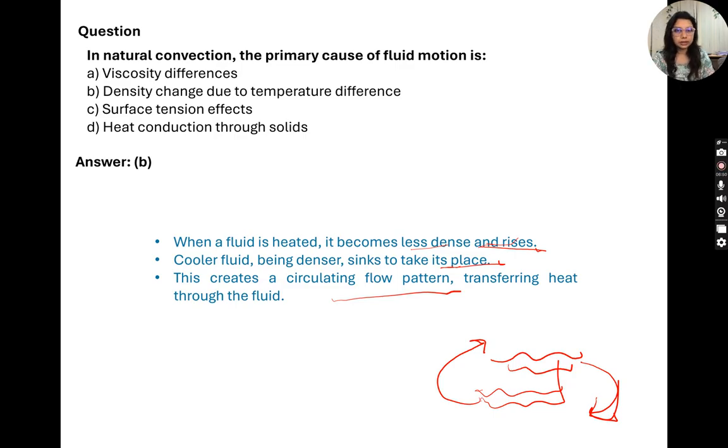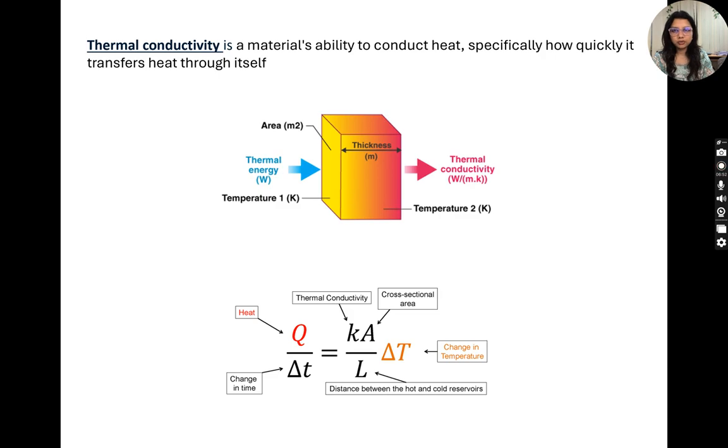Let us take another question then. Okay, so before the question, let us read some more terms. The first one is thermal conductivity.